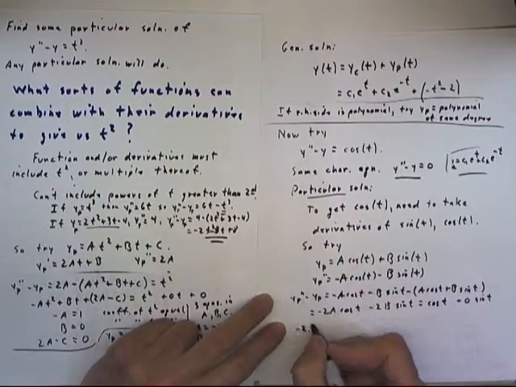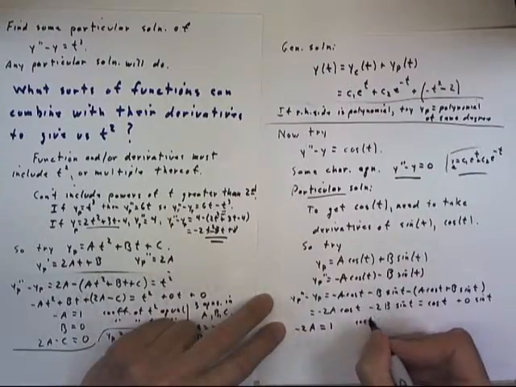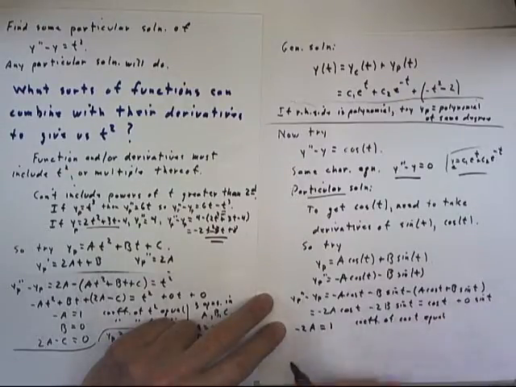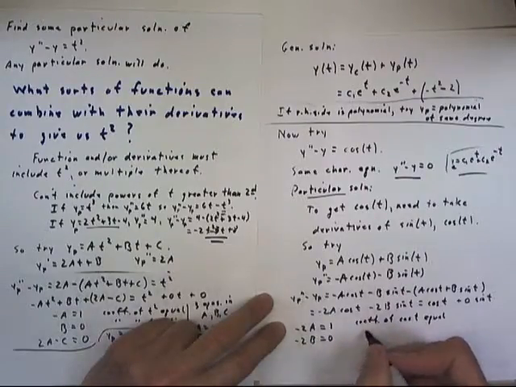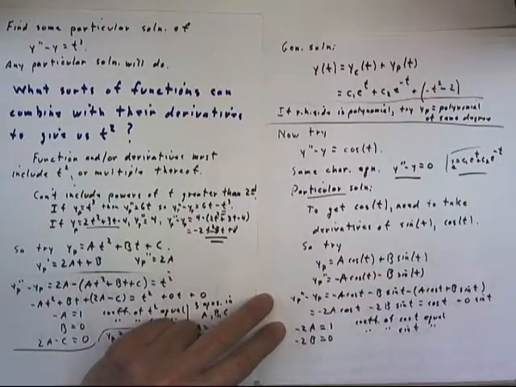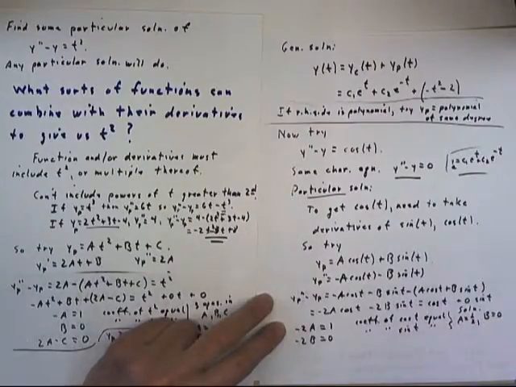So we get negative 2a has to equal 1. That's the coefficients of the cosine t have to be equal. And we have negative 2b equals 0. The coefficients of sine t have to be equal. Our solution is simple. a has to equal negative 1/2. b has to equal 0.